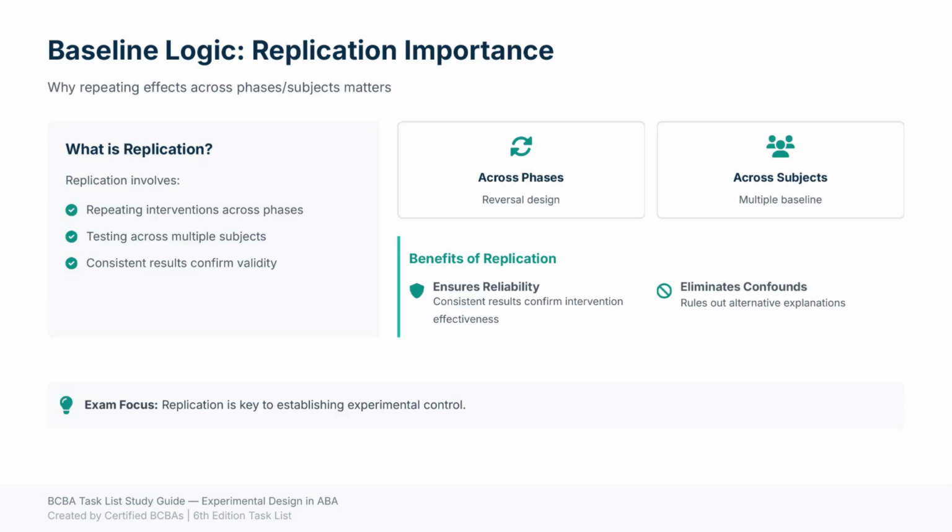Replication is the final component of baseline logic. Replication occurs when the effect of an intervention is repeated across phases, subjects, or settings. For example, reversal designs demonstrate replication across phases. Multiple baseline designs demonstrate replication across participants or behaviors. Replication strengthens the evidence that the intervention, and not some external variable, caused the behavior change.